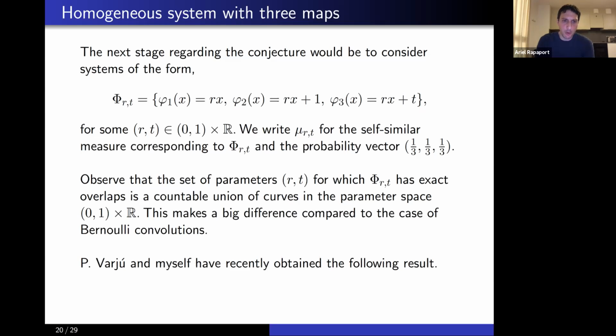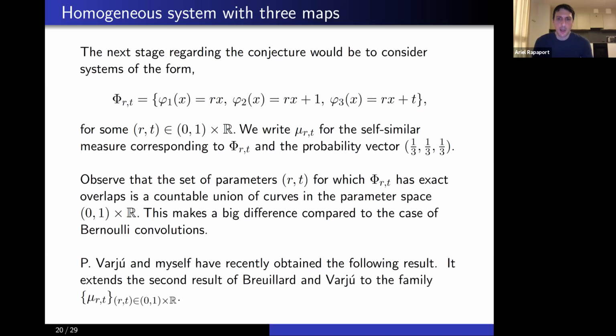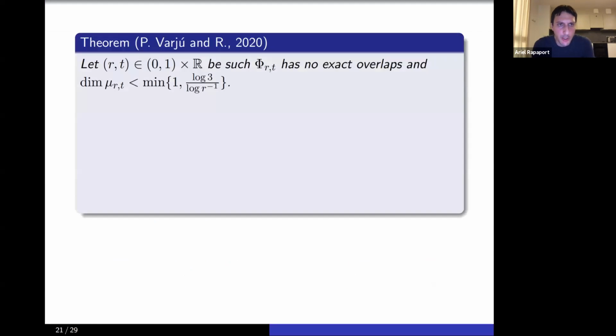In the following theorem, Varjú and myself have obtained a result which extends his second result with Breuillard, regarding the algebraic approximation, to this family of measures. The theorem says the following: let (r,t) be a point in the parameter space such that the function system has no exact overlaps, but there is a dimension drop. We don't know if such a point exists. It exists if and only if the exact overlap conjecture does not hold for this family of measures.